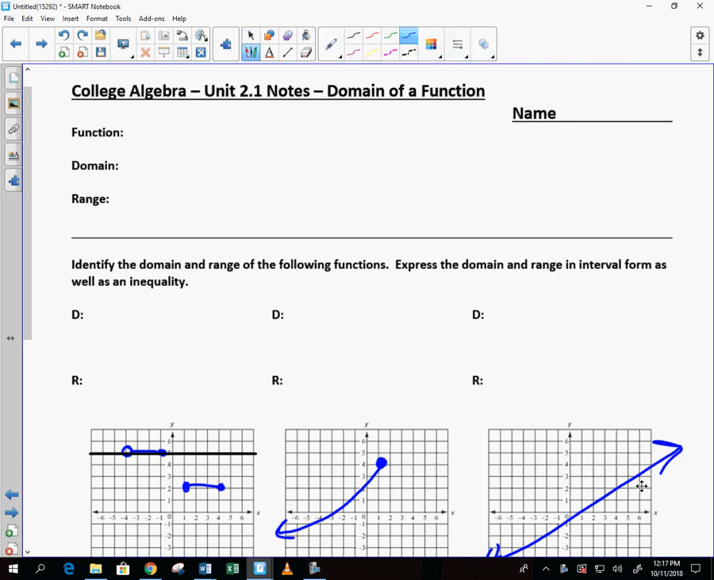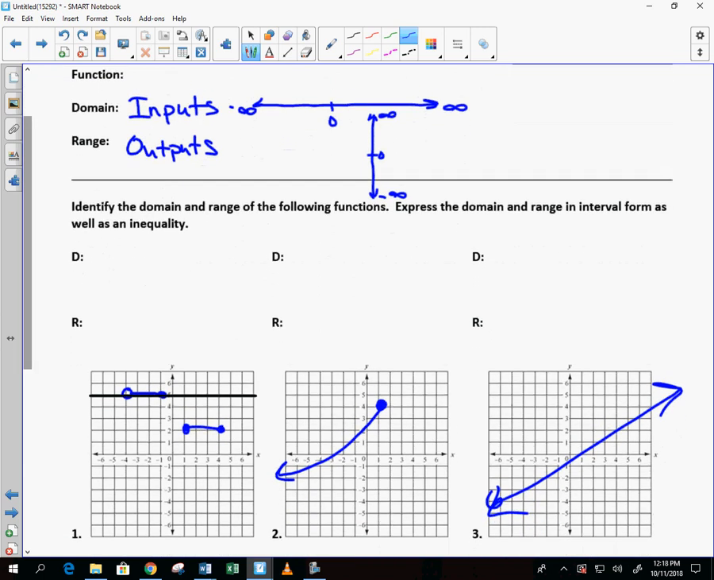So the domain is simply the inputs. And what you want to think of when you think of the inputs is all of the available numbers that exist on the x-axis that you could plug into the function. What are all those available numbers that you can use? The range is the outputs. And we still think of a number line. We just think of a vertical number line. What are the available values that get produced?